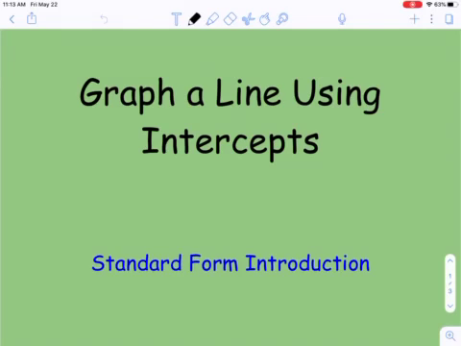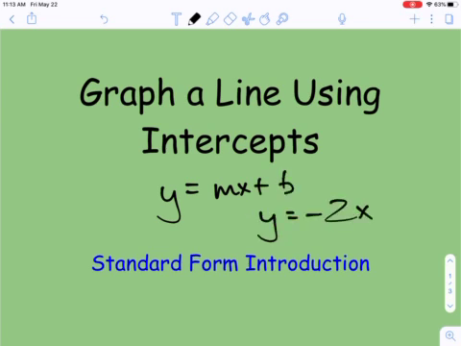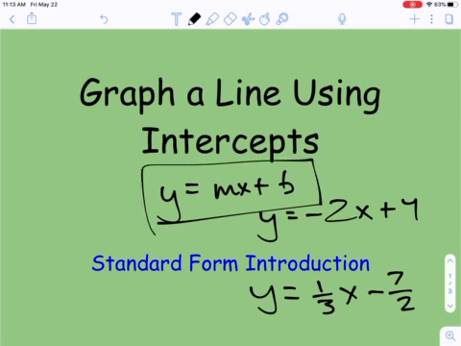All right. The next part of this lesson is talking about something called standard form. Now, standard form isn't a really hard concept to understand, but you're used to seeing equations in this form: y equals mx plus b. So an example of that might be y equals negative 2x plus 4, or y equals 1/3 x minus 7/2. These are all equations in this slope-intercept form.